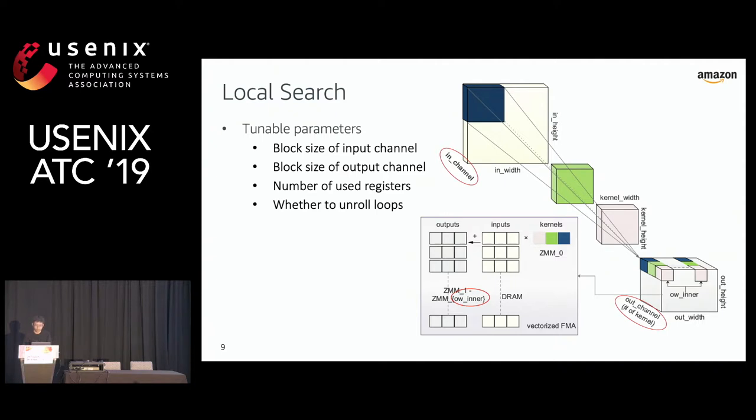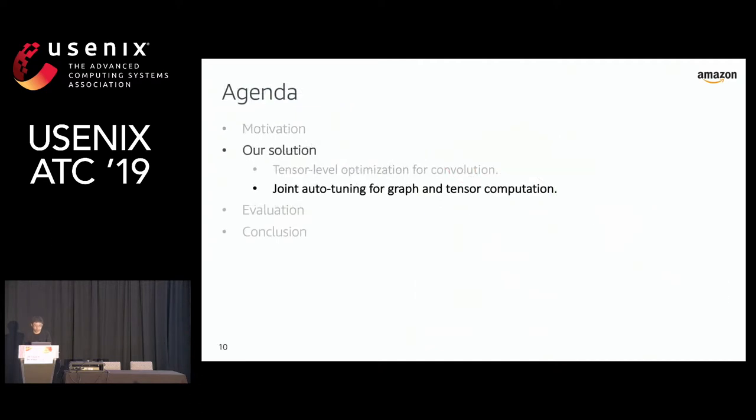We do not only keep the best performance configuration for each convolution, because the local optimum doesn't necessarily lead to the global optimum. Now let's move forward to tensor and graph level joint tuning.